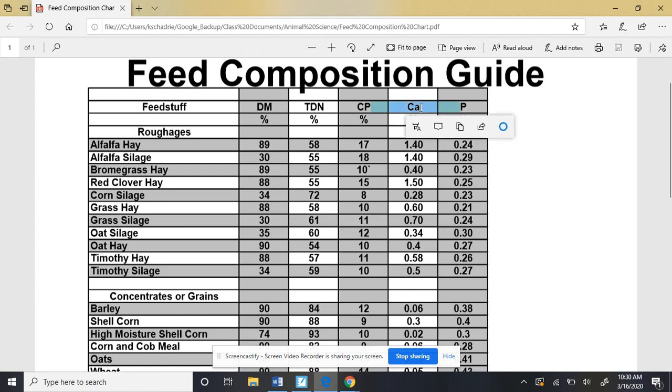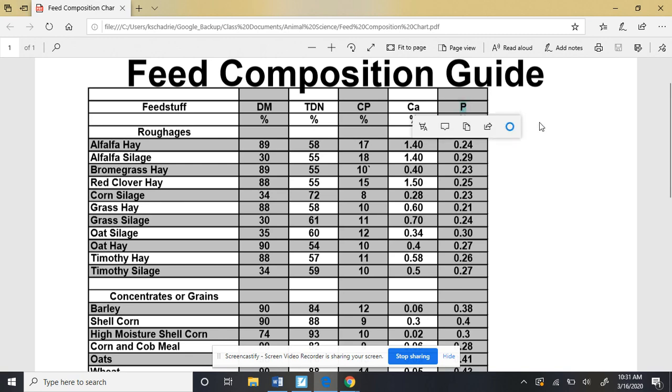Our next column on this feed composition guide is calcium. Calcium is a mineral nutrient, and as you read, minerals are something that aren't needed in very large amounts. Even when you look at macro versus micro, they're both much smaller than the other nutrients like proteins, lipids, carbohydrates and water. So these are all going to generally have a decimal, and that is on purpose. They are, again, very small amounts.